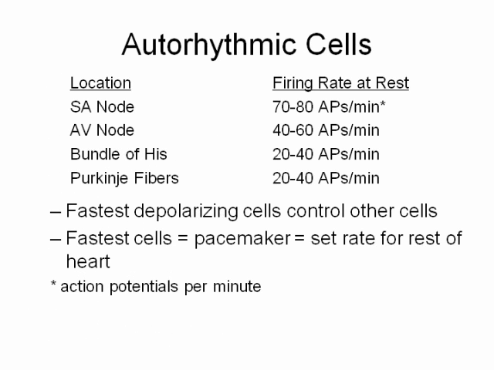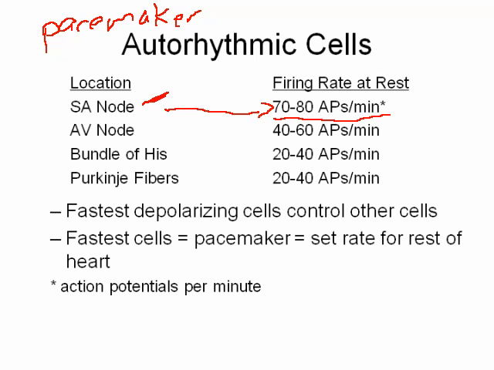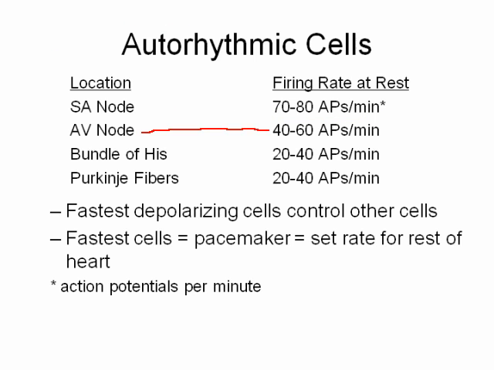So let's talk a little bit more about the autorhythmic cells. As I said before, these are the cells that can spontaneously depolarize. So we have the SA node, which basically functions as the main pacemaker of the heart. That is because these cells depolarize spontaneously at about 70 to 80 action potentials per minute. Whereas in the AV node, they depolarize more slowly. So cells in the SA node are always depolarizing sooner than the cells in the AV node, which is why the SA node acts as the primary pacemaker.